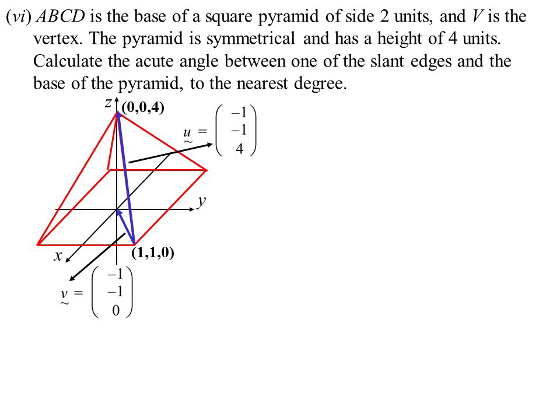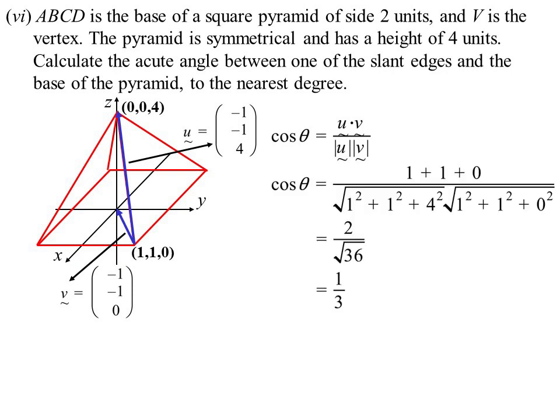Okay, let's work out the angle between them. So using cos theta is u dot v on magnitude u, magnitude v. Subbing in, cos theta is 1/3, 71 degrees to the nearest degree.